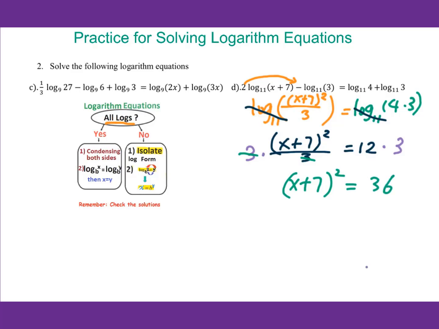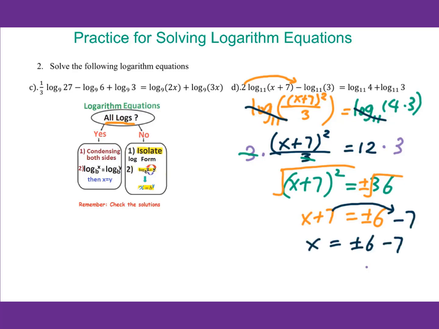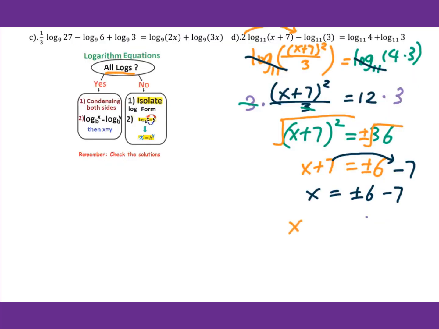We do square root both sides. Don't forget plus or minus. x plus 7 equals plus or minus 6. Then minus 7. Because this is linear, you get plus or minus 6 minus 7. So your x1 equals 6 minus 7 equals negative 1. x2 equals negative 6 minus 7 equals negative 13.